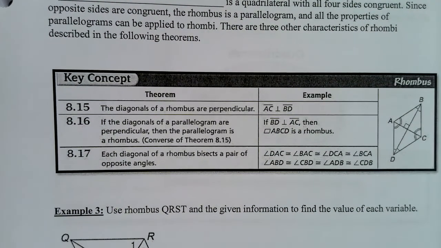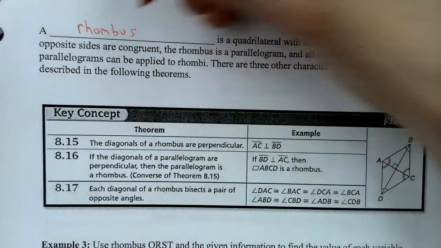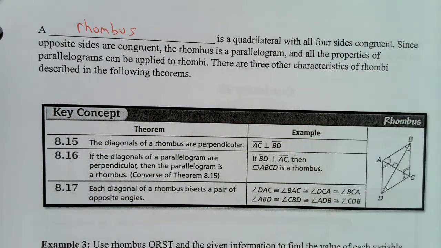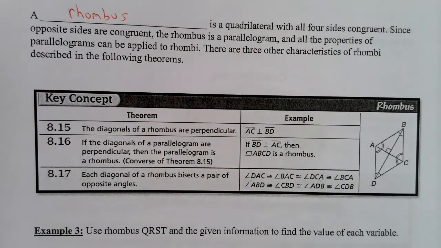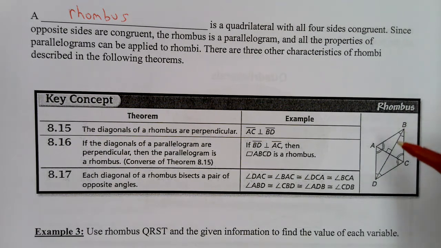So there are three extra characteristics of rhombi, which is the plural of rhombus, or you may see it called rhombuses. The first one: the diagonals of a rhombus are perpendicular. So you have this diagonal BD and this diagonal AC. They're perpendicular, so they form four right angles in the middle. Only one's labeled here, but these are all right angles. You can get that using the vertical angle theorem and linear pairs. So the diagonals of a rhombus are perpendicular.